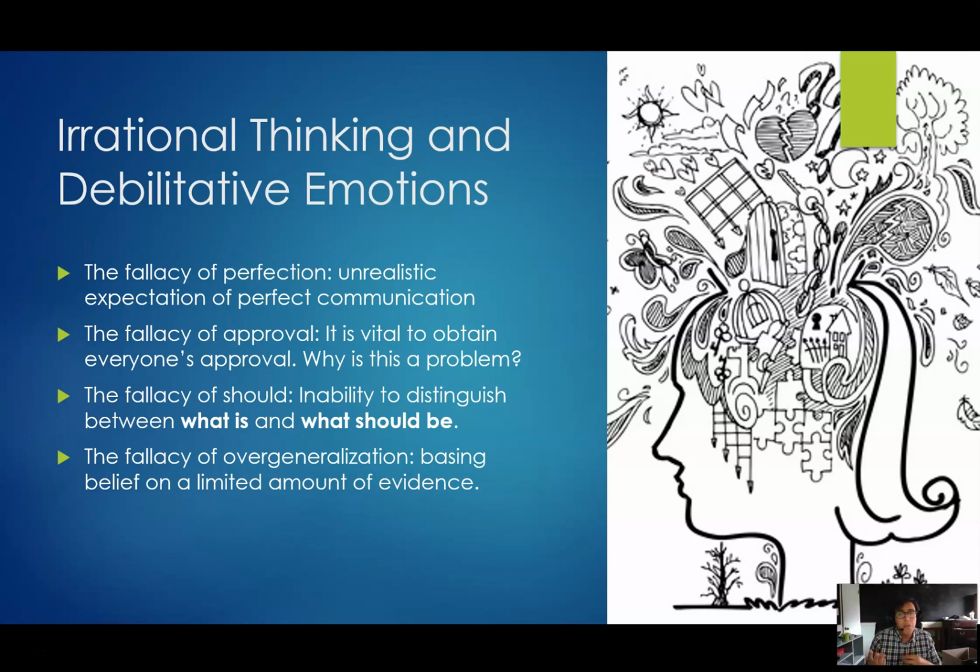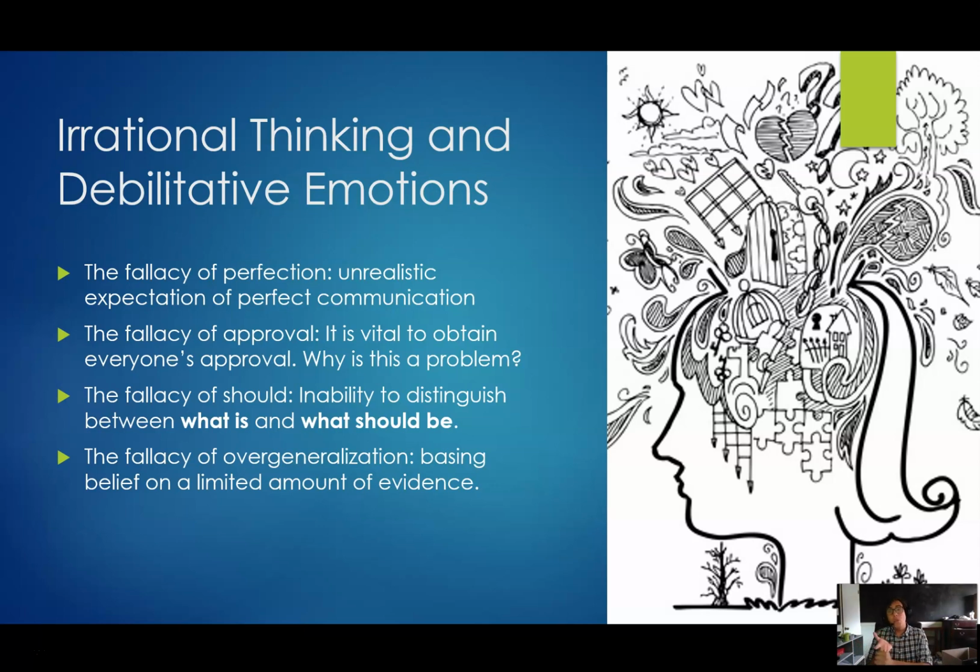We also have the fallacy of approval, that it's vital to obtain everyone's approval. This is a problem because it's unrealistic. No one is ever going to approve of everything that you do, nor should they. So, why are we always worried about that? We shouldn't be. We should focus on ourselves, focus on our own emotions, our own world, and then if someone approves or disapproves, that is on them. It is not up to me. I cannot affect how they perceive me. I can try my best, but in general, I'm never going to receive everyone's approval because everyone's different.